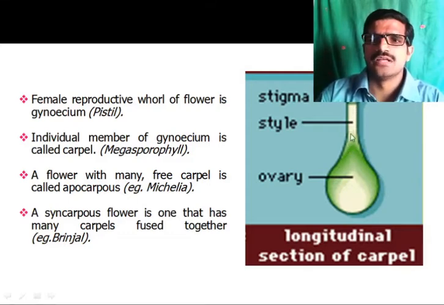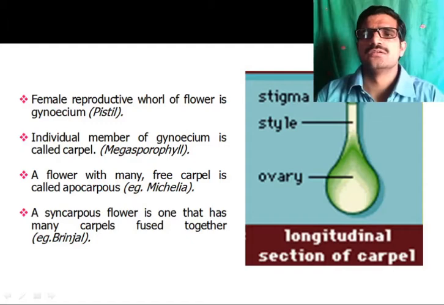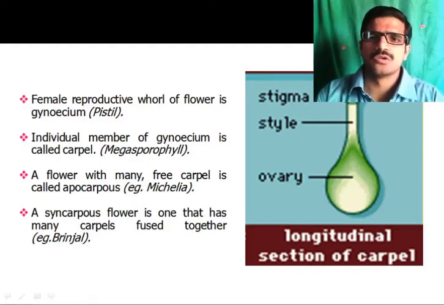The style is filamentous in nature, and the stigma is receptive in nature because it consists of sugary substance present on the wall of the stigma. So it helps in the pollination purpose. Pollen grain sticks on the wall of the stigma, and it germinates on the wall of the stigma. So in the structure, an individual member of the gynoecium is called a carpel, also called megasporophyll.